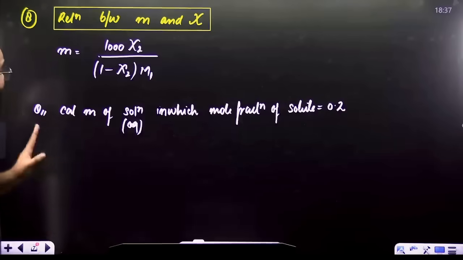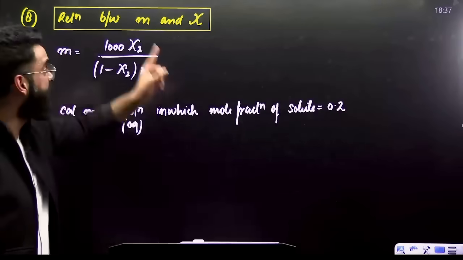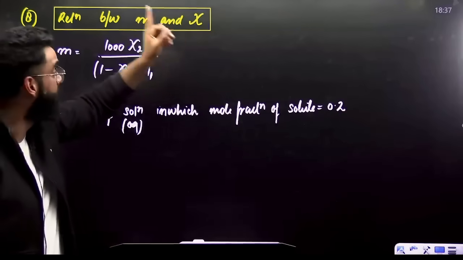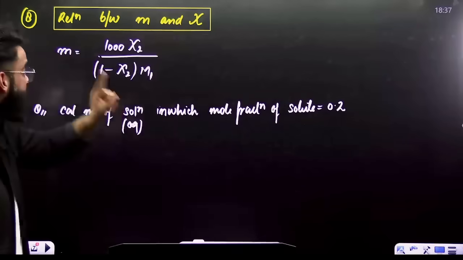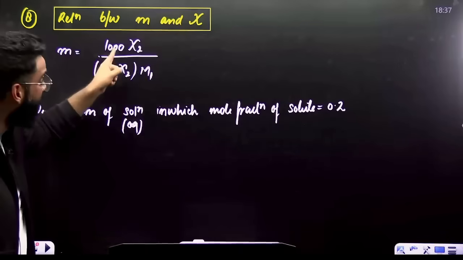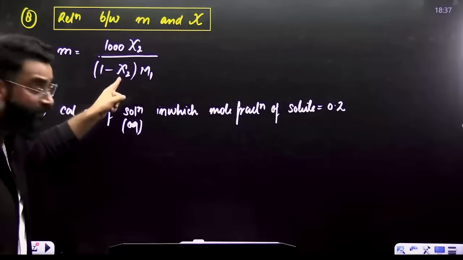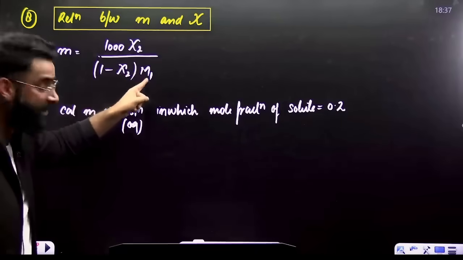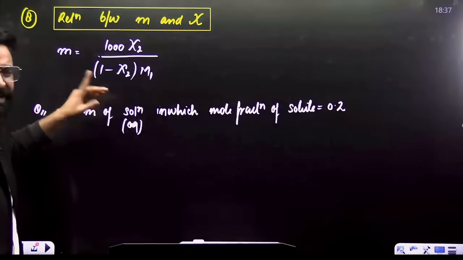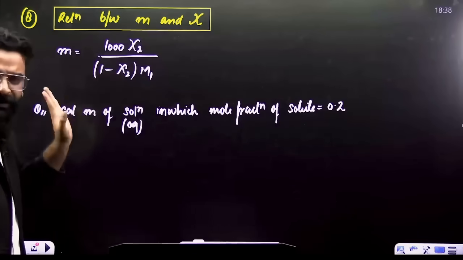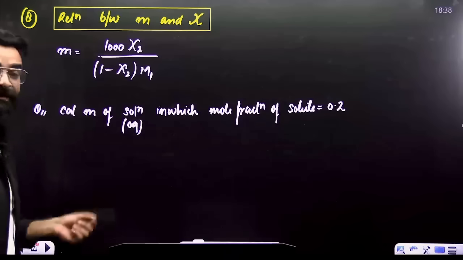Similarly, there is one more result, a result between molality and mole fraction. Remember, molality is equal to 1000 times mole fraction of solute, divided by 1 minus mole fraction of solute, times molar mass of solvent. This is a direct result which relates molality with mole fraction. Remember it directly.